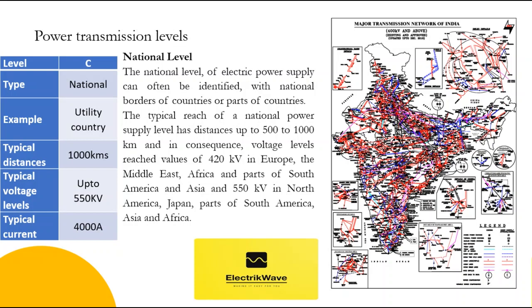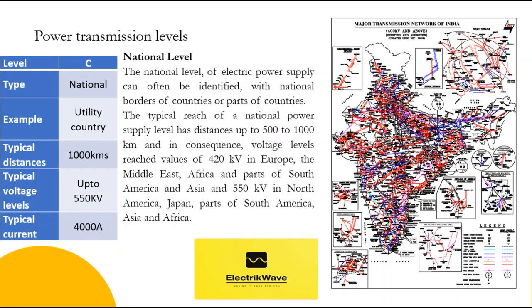This is a national level. The national level, level C, of electric power supply can often be identified with national borders of countries or parts of countries. In some countries, the electric power supply was seen as a national task, and public or government-owned power companies have been formed with governmental regulations.